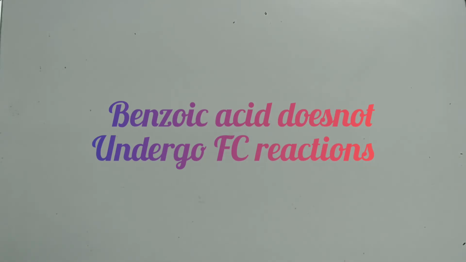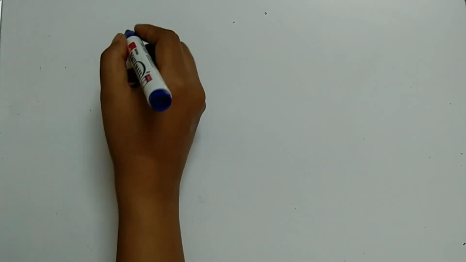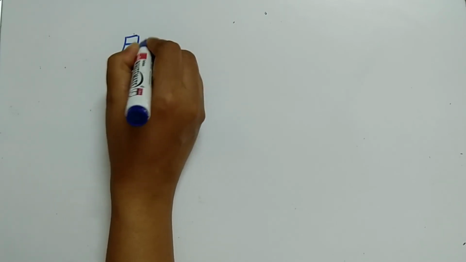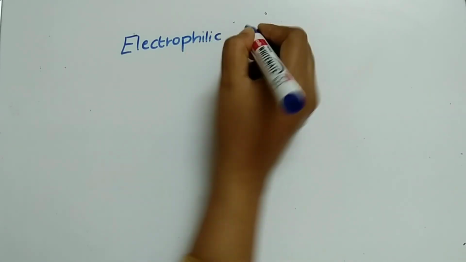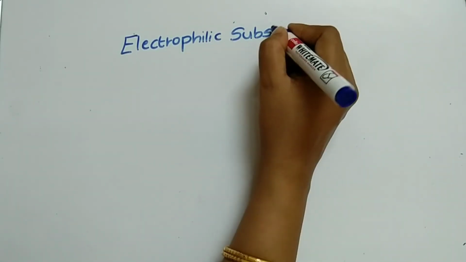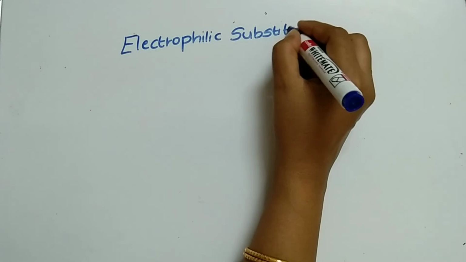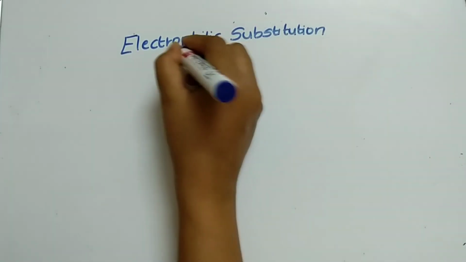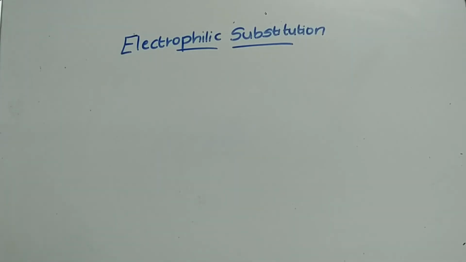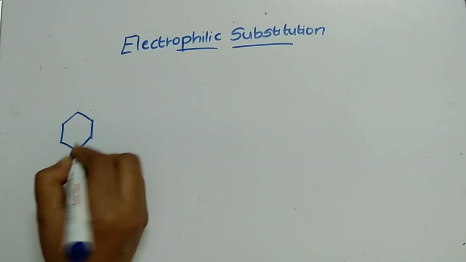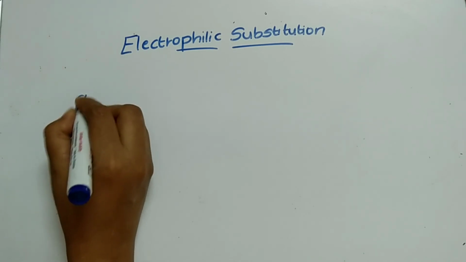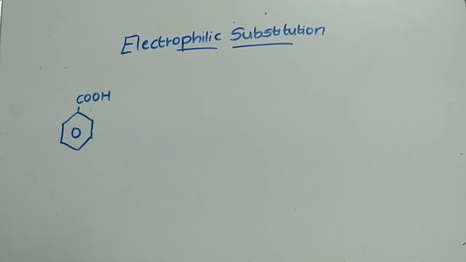The last set of reactions, that is electrophilic substitution reactions. In most of the organic chapters, we are learning this set of reactions. If you remember, nitration, halogenation, correct? Then sulfonation, Friedel-Crafts, right? So here we will learn only one or two reactions. Let's check that. So electrophilic substitution reactions in benzoic acid, correct?